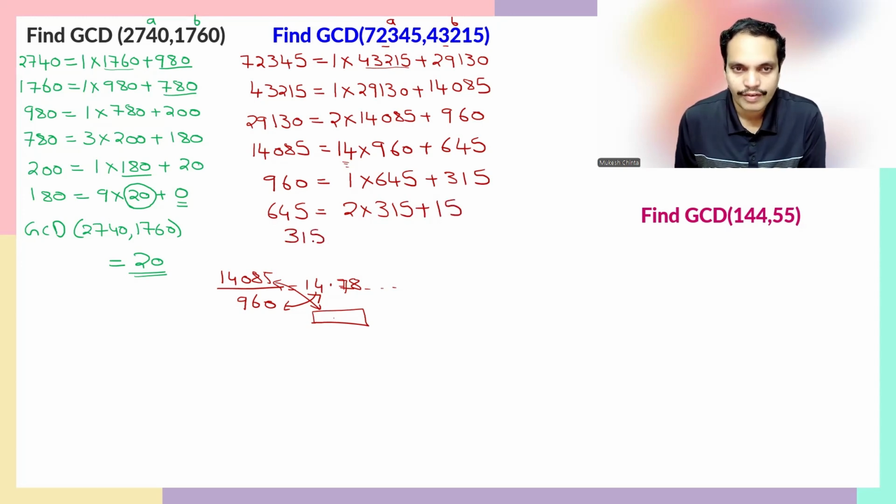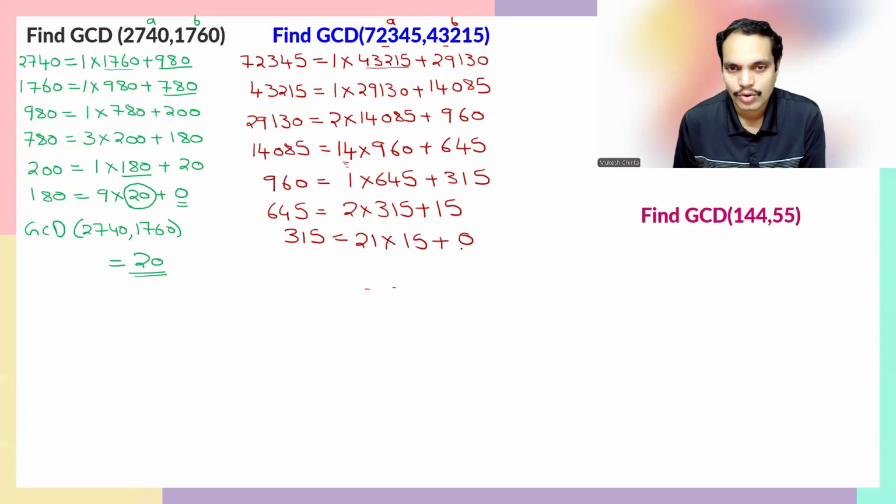So 315 can be written as, if you divide it by 15, yes, 21 into 15 plus 0, because 20 15s are 300, 21 15s are 315. Now you got the remainder as 0. So what is my GCD? The value that is left in the B. Now, GCD of 72,345 comma 43,215 is equal to 15.